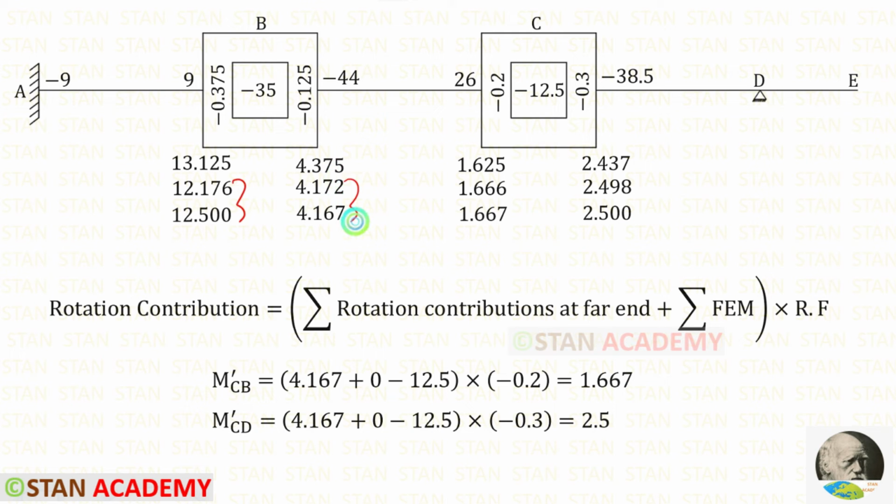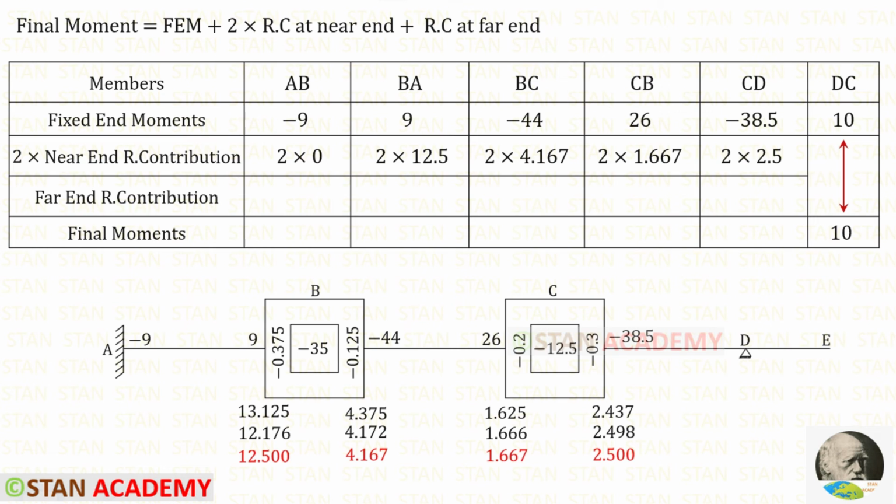In the second and third iterations, we have got approximately the same values. So we can stop at the third iteration and find the final moments. Now let us make a table. In the table, first let us enter all of the members.